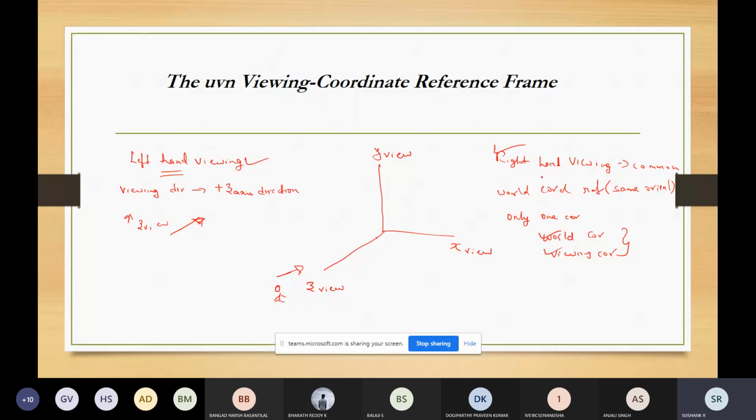Since the right-hand viewing coordinate system is the standard now, where will the left-hand viewing system be used? It will be used for representing the screen coordinates and in the normalization transformation. These are the two places where you can use the left-hand viewing coordinate system.